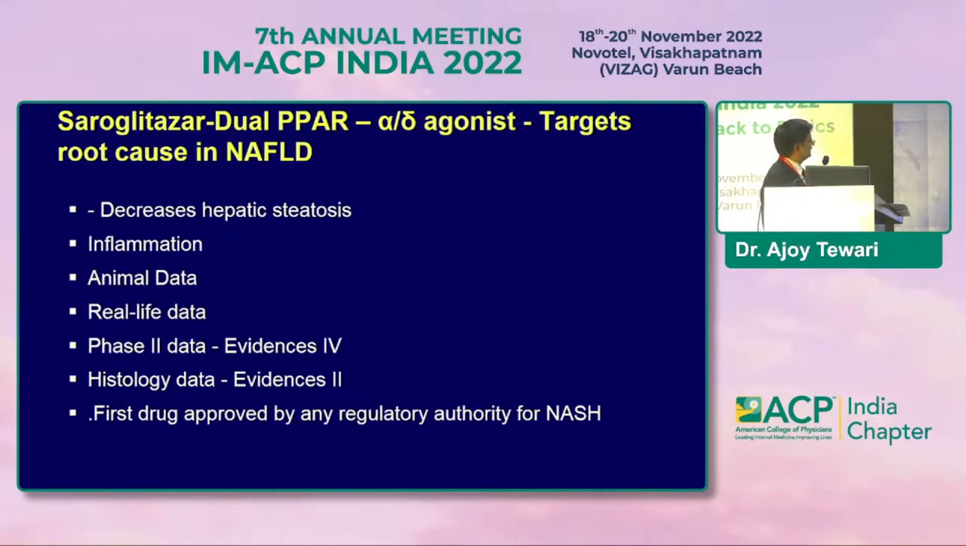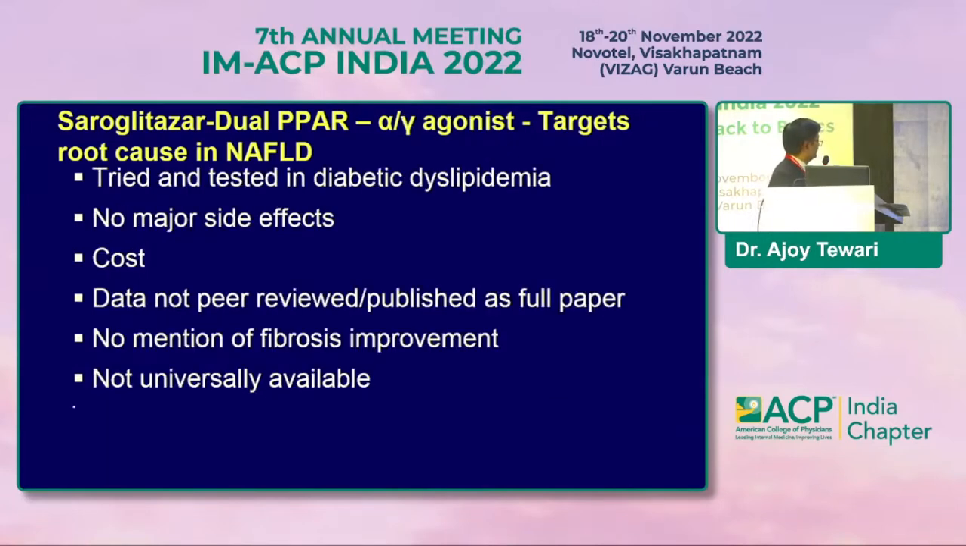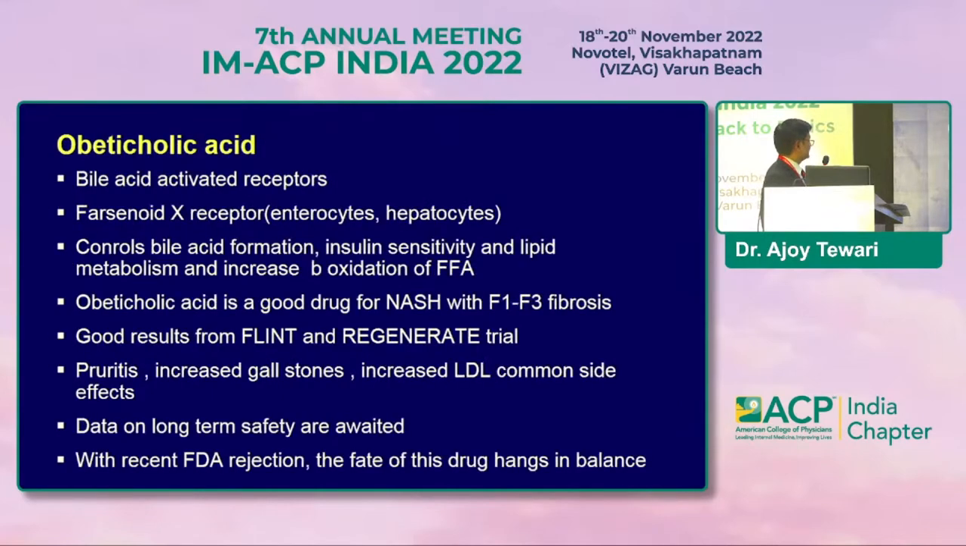So it's a dual PPAR agonist, that is alpha and gamma agonist. It decreases hepatic steatosis and inflammation. Animal data is there, real life data is there, phase 2 data is there, histological data is there. First drug approved by any regulatory authority, tried and tested in diabetic dyslipidemia, no major side effects. Constraints are cost, and data not peer reviewed or published as a full paper. So there are constraints with regard to this.